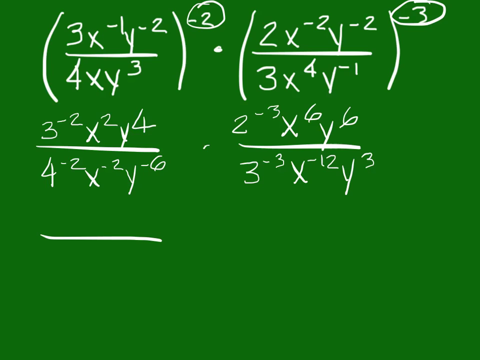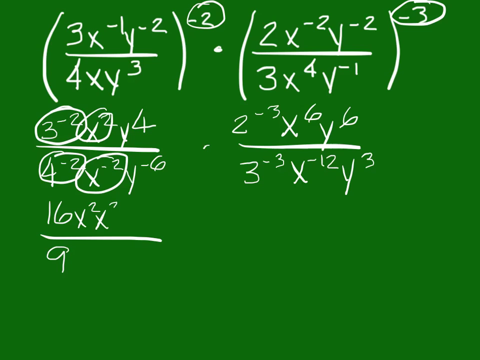Here, this is going to go to the top and become 16. This is going to go to the bottom and become 9. On the top you have x to the 2nd. This x to the negative 2nd goes with it. The y to the 4th stays on top, and this will be y to the 6th on top.